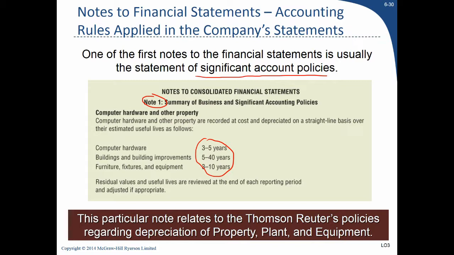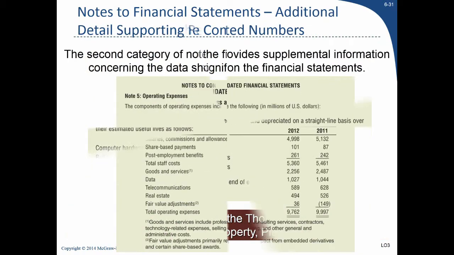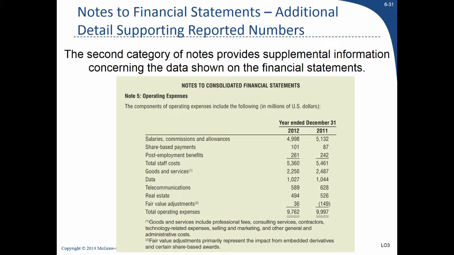Okay, so if you're curious how long some of this stuff lasts and what the actual depreciation periods are, here they tell you. Now, it's not that descriptive. 5 to 40 years is not that helpful, right? But it's something. Note 5, operating expenses. So in this case, total operating expenses are showing as $9,762,000,000.